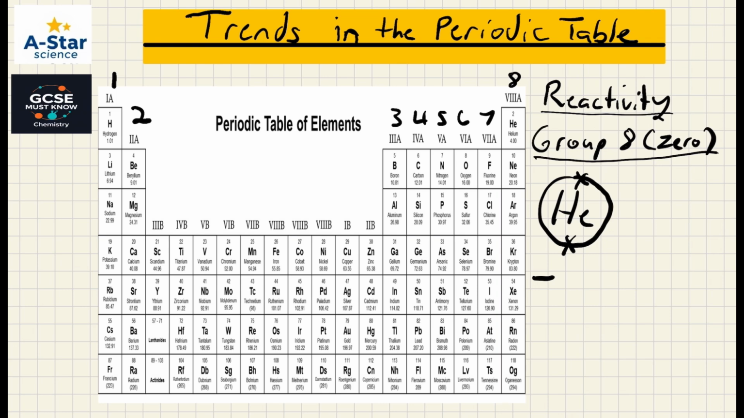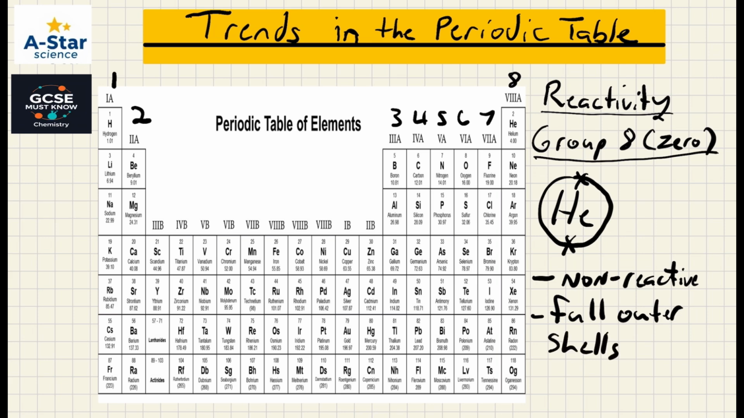This group is non-reactive or not very reactive. But for GCSE purposes, you want to say non-reactive. They're not reactive. And why? It's because they already have full outer shells. They don't need to lose or gain any more electrons, so they have full outer shells already. So these are the main trends that you need to understand in regards to reactivity.